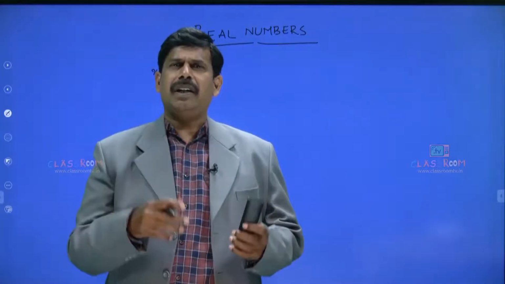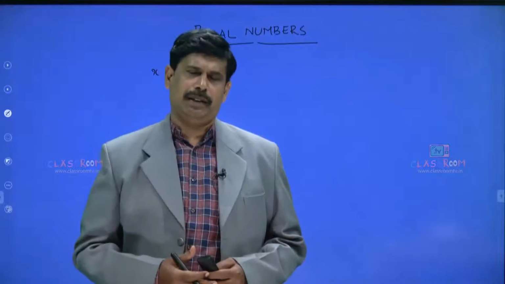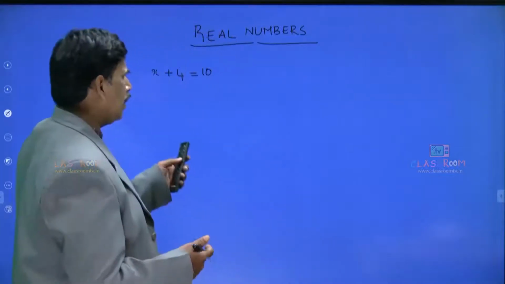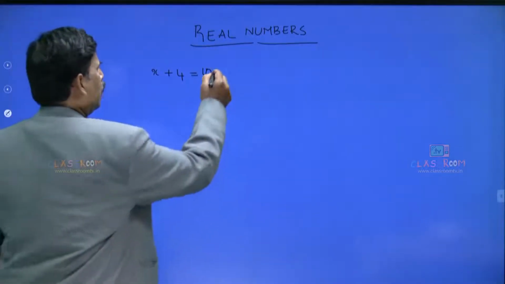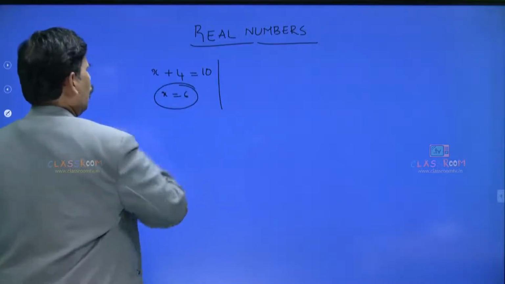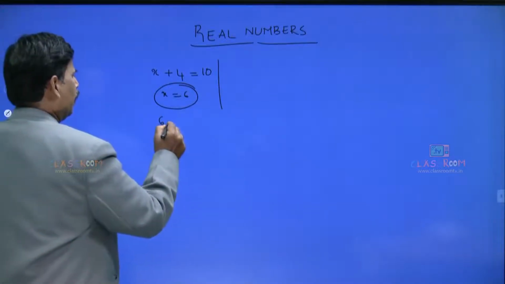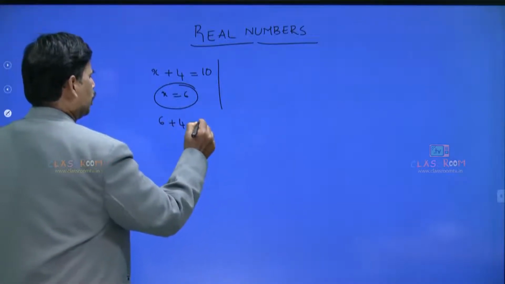To satisfy this, what should the value of x be here? To satisfy this, the value of x must be 6. So when I replace the value of x with 6, I get 6 plus 4, which is equal to 10.